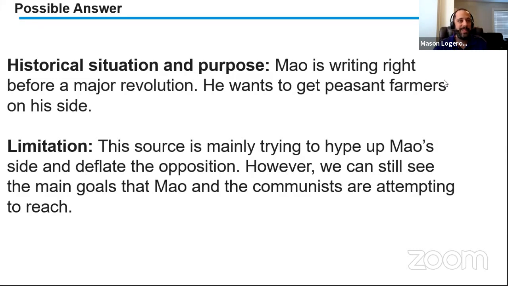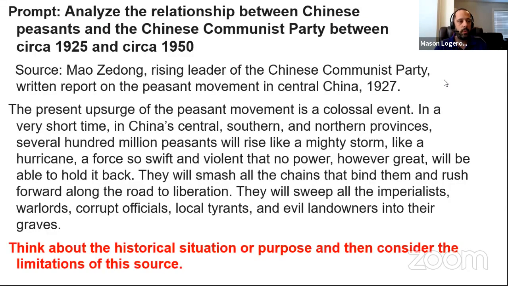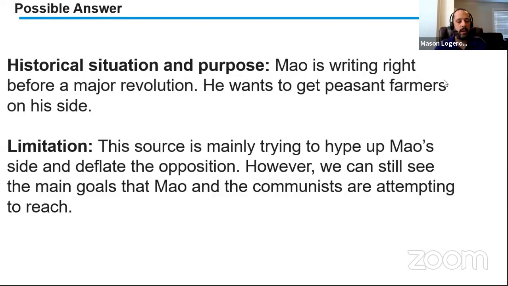Now, is this document biased? Of course it is. But we're not going to think about that. We're going to think about the limitations. Okay? Yes, there are limitations. We are getting one story from the leader of the Communist Party. But there are still things that we can tell from this document.